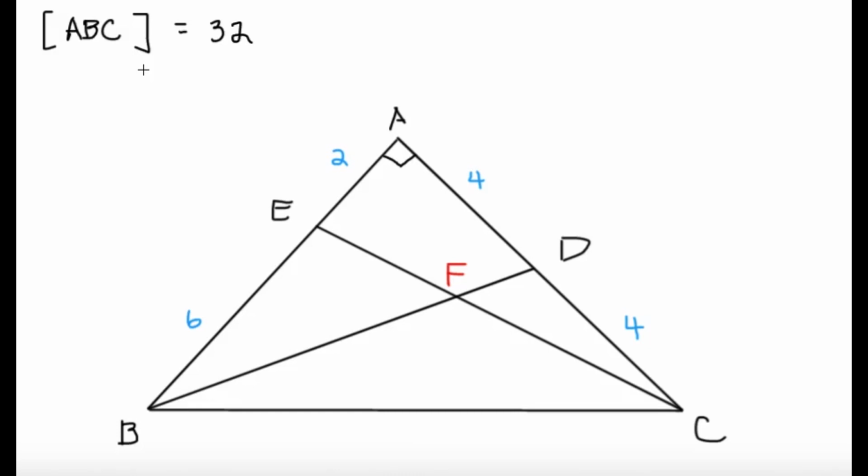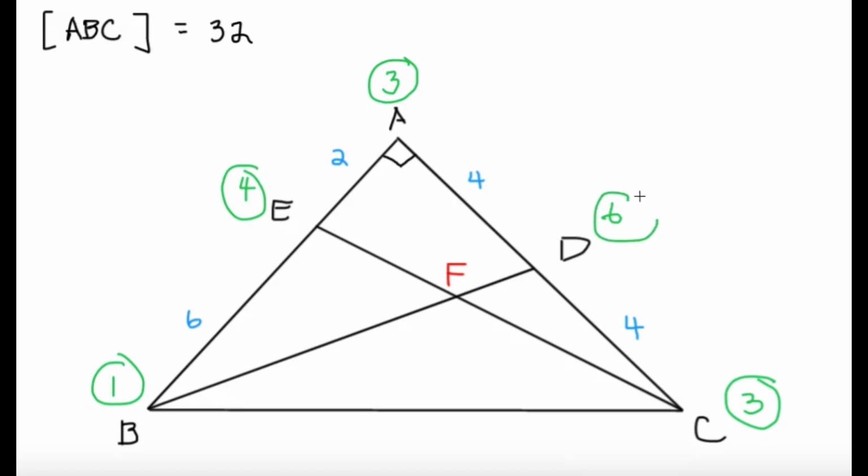Alright, so let's start with segment AB. We can see that AE equals 2, EB equals 6. So AE is to EB, that's 1 is to 3. So we can assign a mass of 1 on B and a mass of 3 on A. And AD is to DC is 1 is to 1, so the mass on C should be 3 as well. We can get the mass on E and D by adding the weights. The mass on E should be the sum of the masses on A and B, which is 3 plus 1, that's 4. Similarly for D, that's 3 plus 3, which is equal to 6.